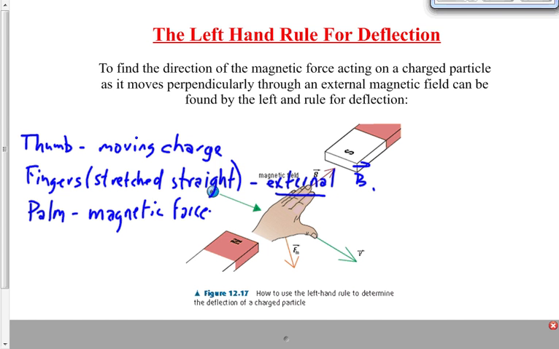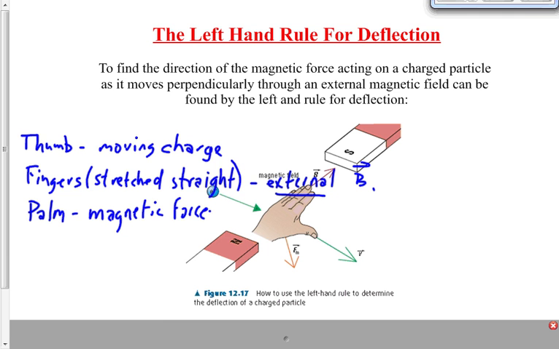Okay, let's do another one. We've got a negative particle going towards the floor. We've got a magnetic field that's pointing towards the back of the room. Thumb towards the floor, fingers towards the back of the room, palm points towards the windows, right? Magnetic force is toward the windows.